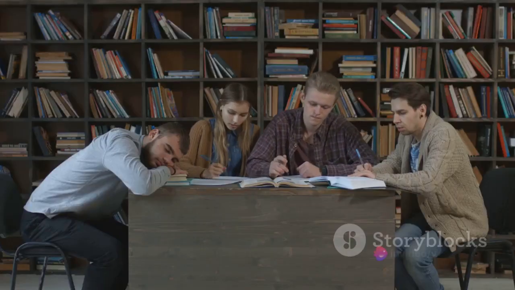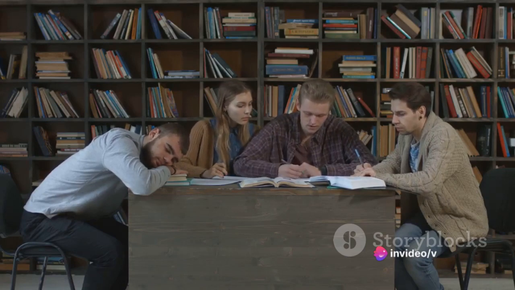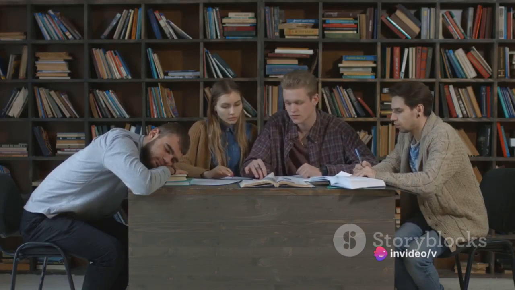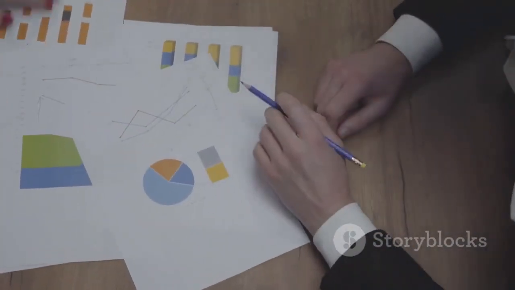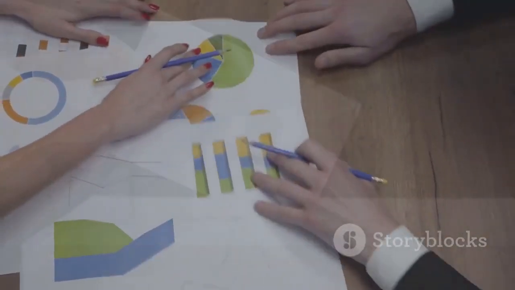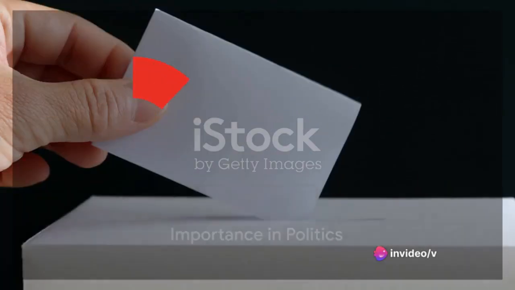A university conducting a study on student life might divide the student body into strata based on year of study, major, or housing situation. By selecting a random sample from each stratum, they ensure a more comprehensive picture of student life. Even in politics, stratified random sampling plays a crucial role.